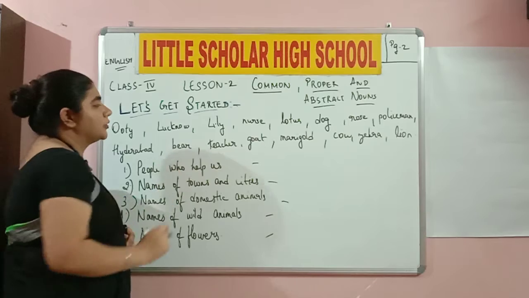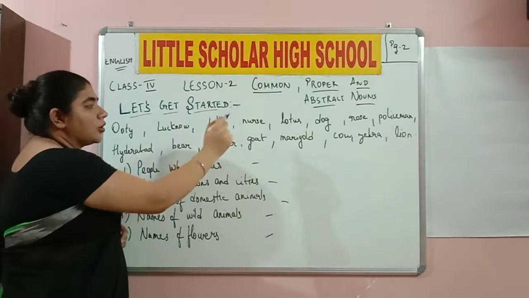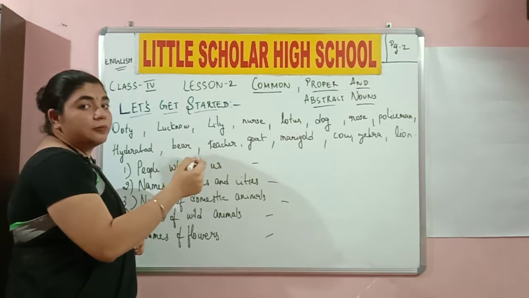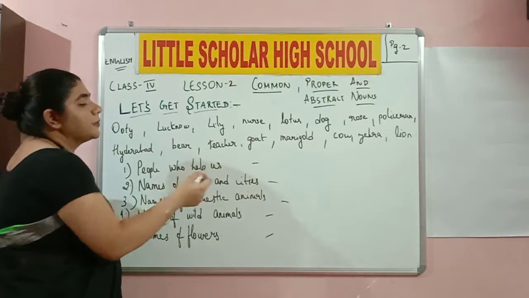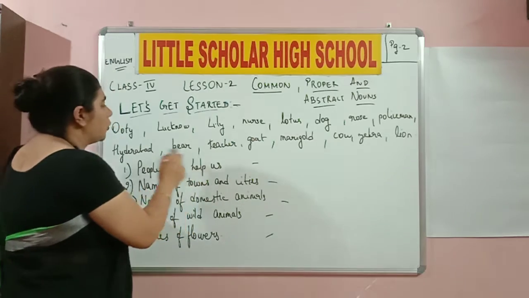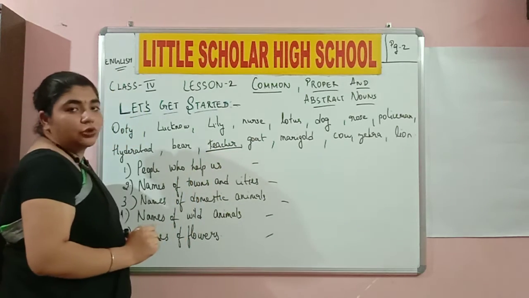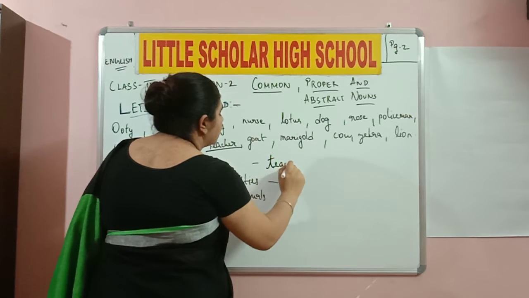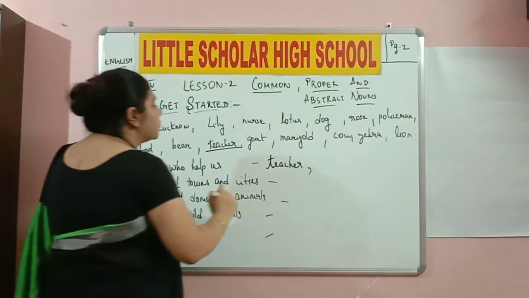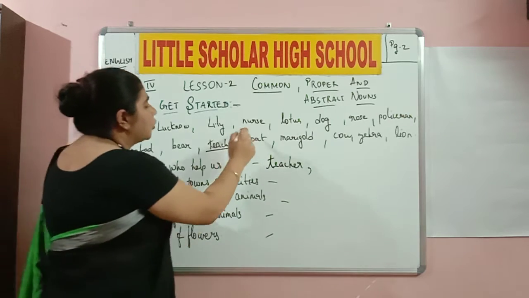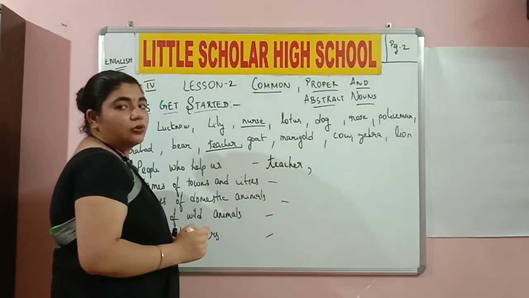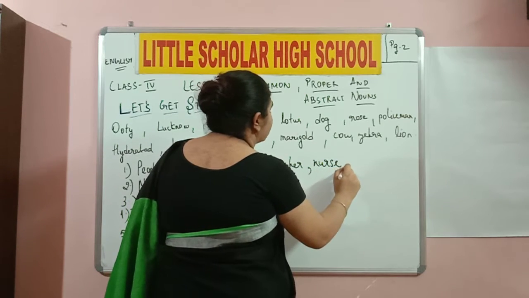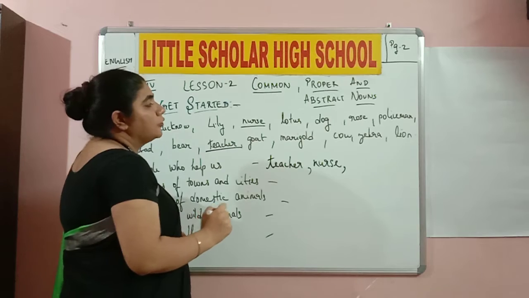So people who help us. You are going to search in these set of words about the names of the people who are going to help you, who help us regularly. So let's see over here. Teacher. Can I see teacher over here? A teacher helps you. So can I write here the word teacher? Everybody agrees with me? And then we have one more word. Nurse. Yes or no? Nurse helps in treating patients. She assists the doctors.